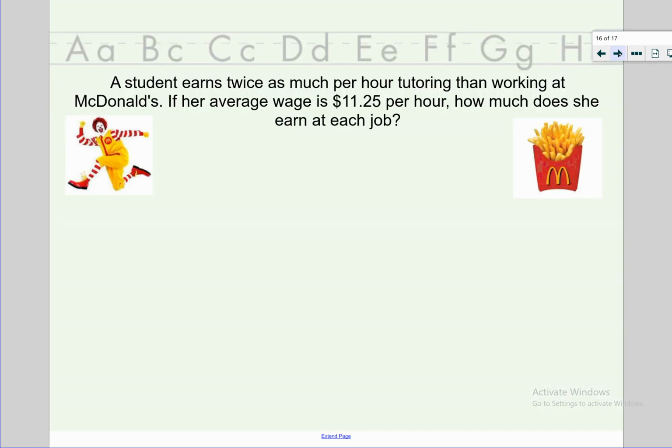The third one is yours to try with a friend. I'll give you a few minutes. Figure out the two variables that you're solving for and then write two equations to represent this situation, a system we can solve. Go ahead.